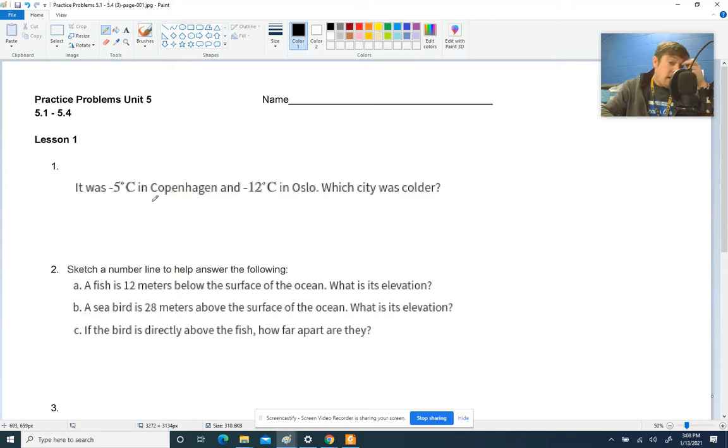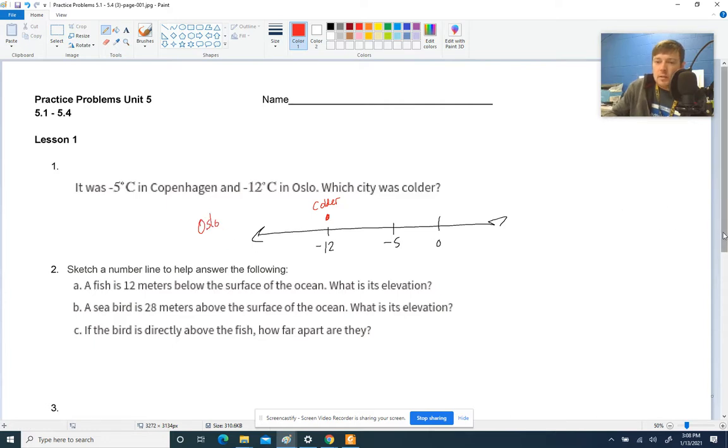It was 5 degrees below zero Celsius in Copenhagen and 12 below in Oslo. Which city was colder? Really quickly, we can show that with a number line. -5 would be right about here, whereas -12 would be right about here. And since -12 is further to the left on the number line, it is a colder temperature in Oslo. So having that number line there easily shows that.